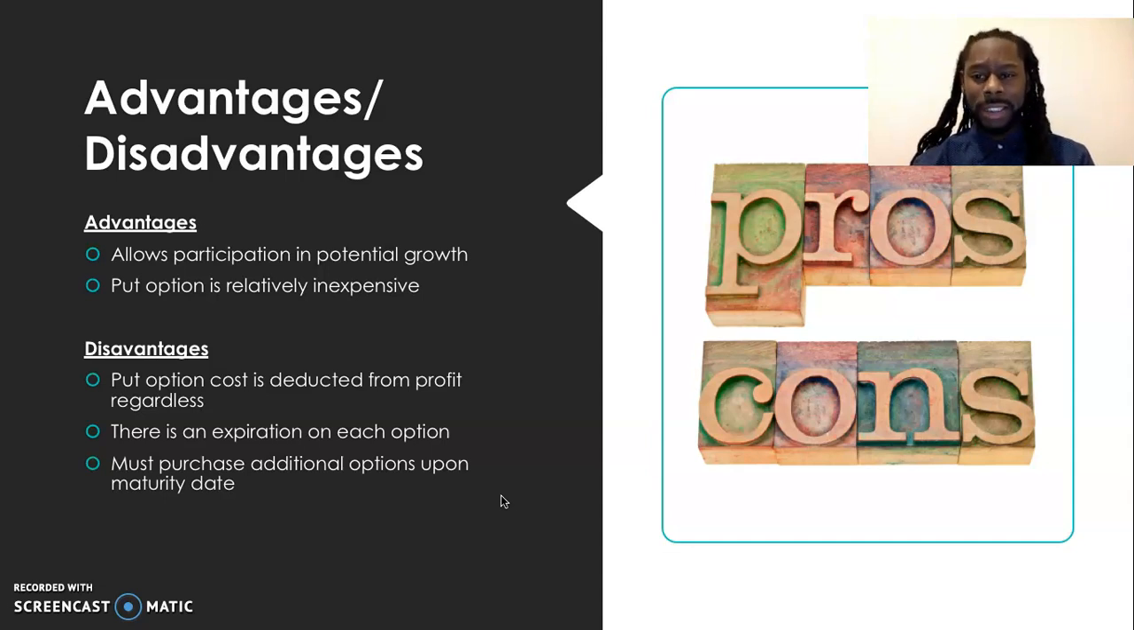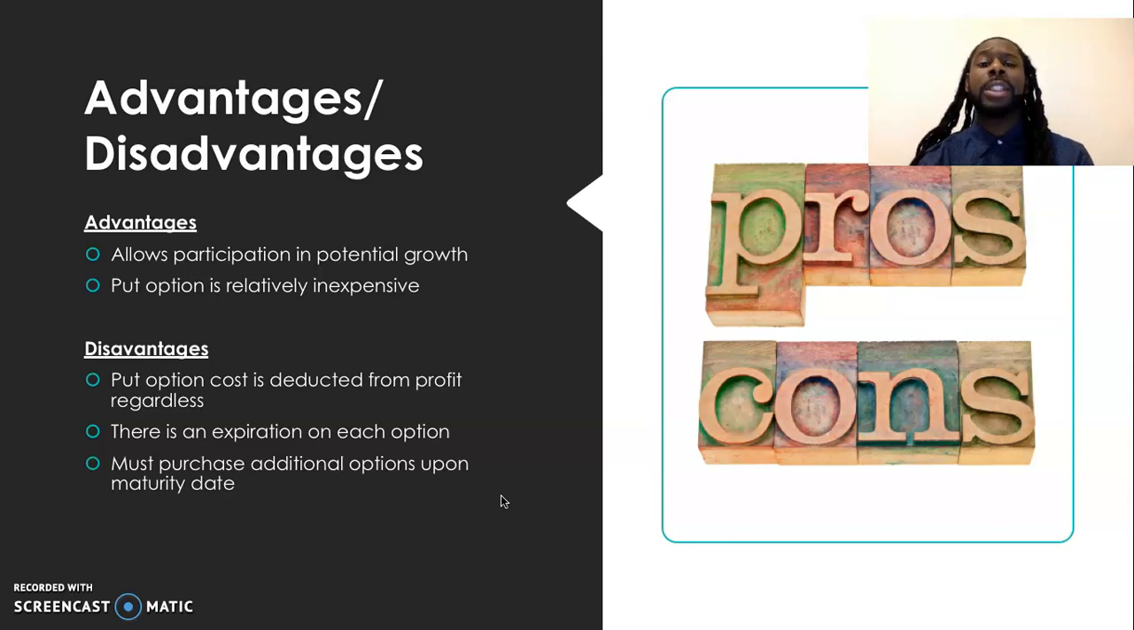Some of the disadvantages of the put option: the cost is deducted from the profit regardless of the outcome of your market. If you have an increase in your value, then you will still be responsible, as I stated before, to pay the premium costs. And if you did lose or your market did depreciate, you will have a cushion or a buffer zone, which is considered the put. You will be credited back, and you would still be liable for the face value of your portfolio fund.